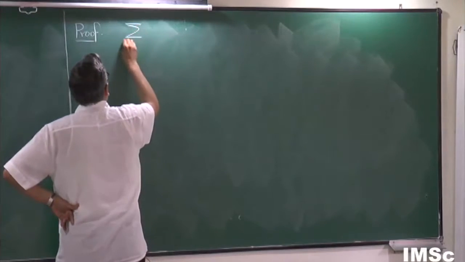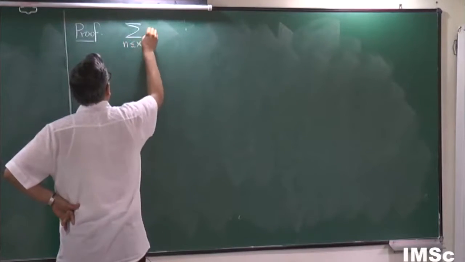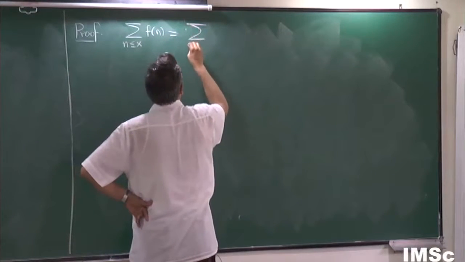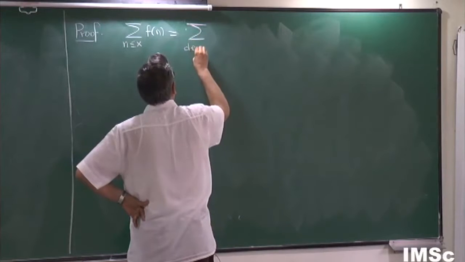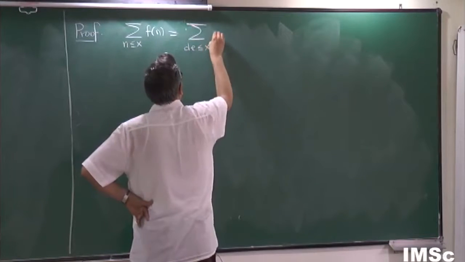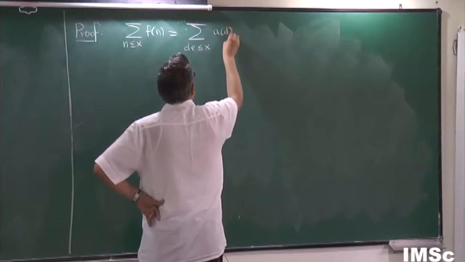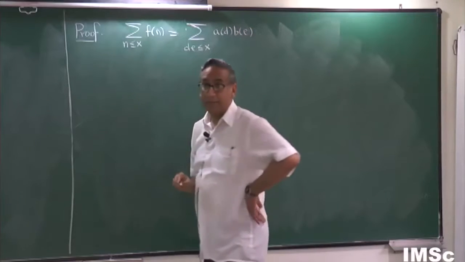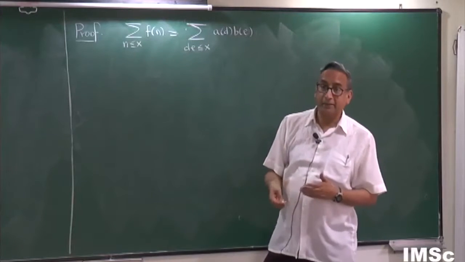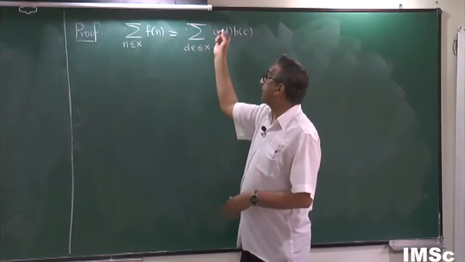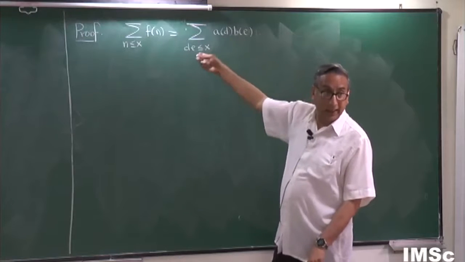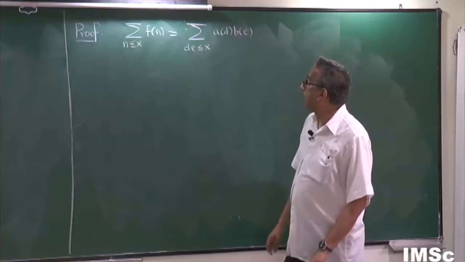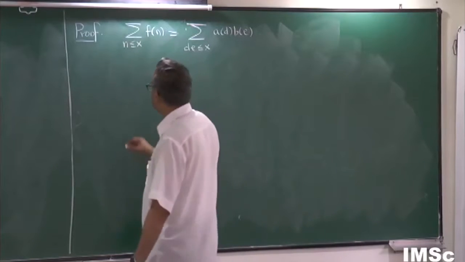Summation n less than x of f of n is equal to summation d e less than or equal to x of a of d, b of e. Correct? After all, f of n is a of d times b of e, as long as d e is equal to n, and then n is less than x, therefore I'm doing this. This is the summation. Now, let's look at a picture.